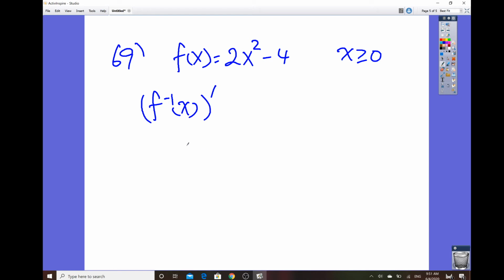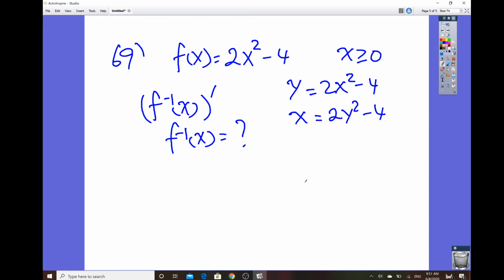First thing you can do is find the inverse function. Well, there's a formula for that, but what happens if I don't recognize the formula? The way to find the inverse function, back to algebra 2, is to rewrite it in terms of x and y, and then switch the variables. So we get x equals 2y squared minus 4, and then solve for y in terms of x. So add 4 to both sides, divide by 2.